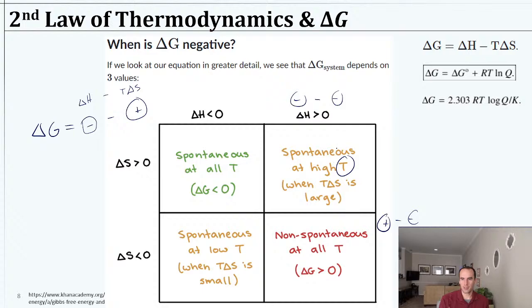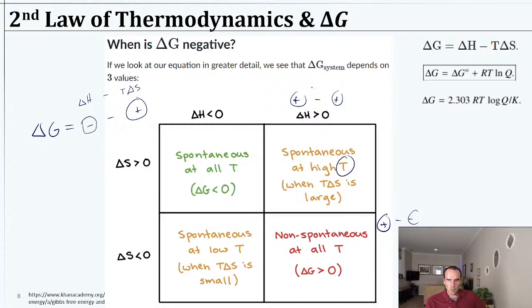I'm sorry, did I do that right? This is a positive. And this one was the negative, right? No. Sorry. So when delta H is positive, this is a positive, minus a positive, sorry. Okay. Feel free to correct me, by the way.